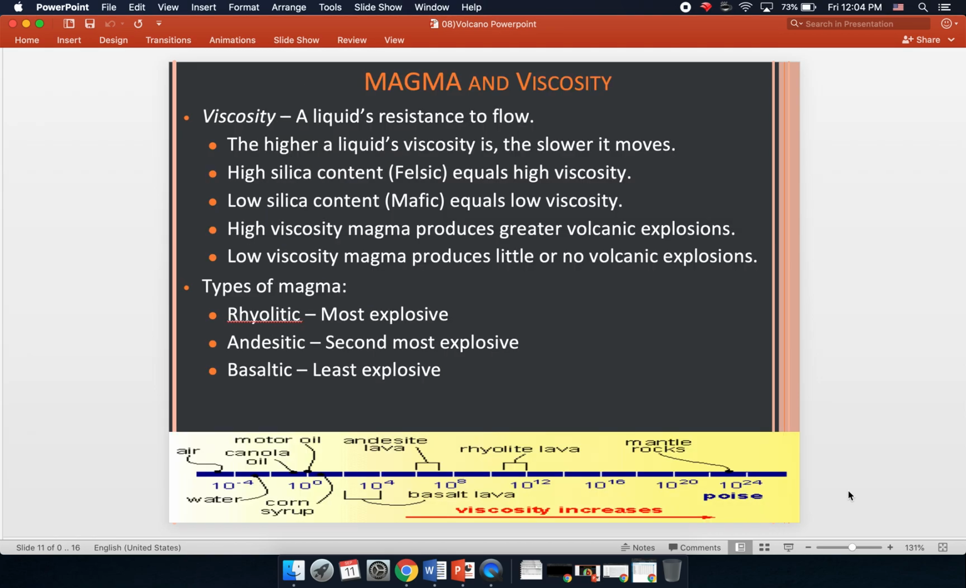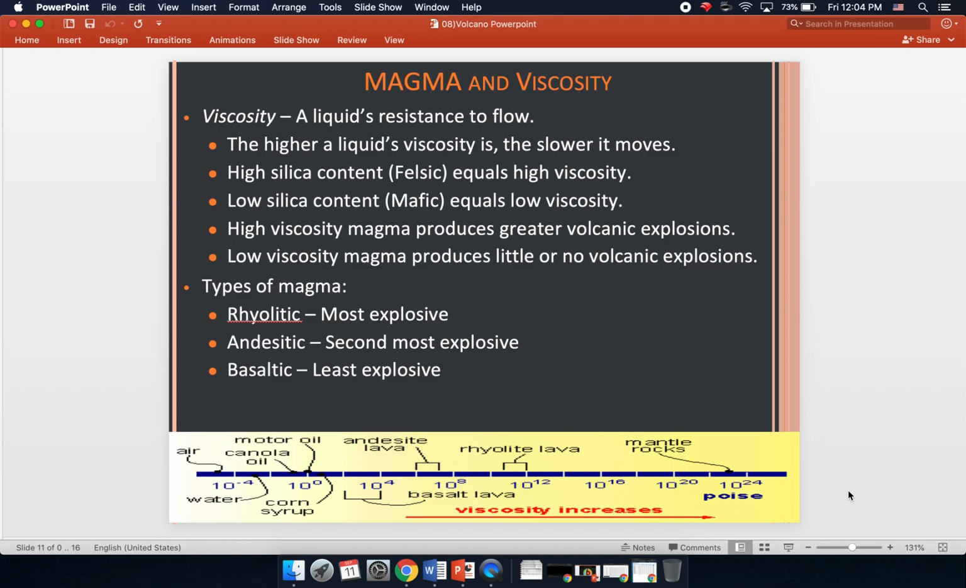Alright, let's talk about magma and viscosity. Like I said earlier, now we've got to talk about what makes one volcano very explosive while another one is not very explosive. It all has to do with the magma's viscosity, or its resistance to flow. Okay, so you've probably heard of viscosity before if you've ever seen a motor oil commercial. They're always talking about viscosity on the motor oil commercial.